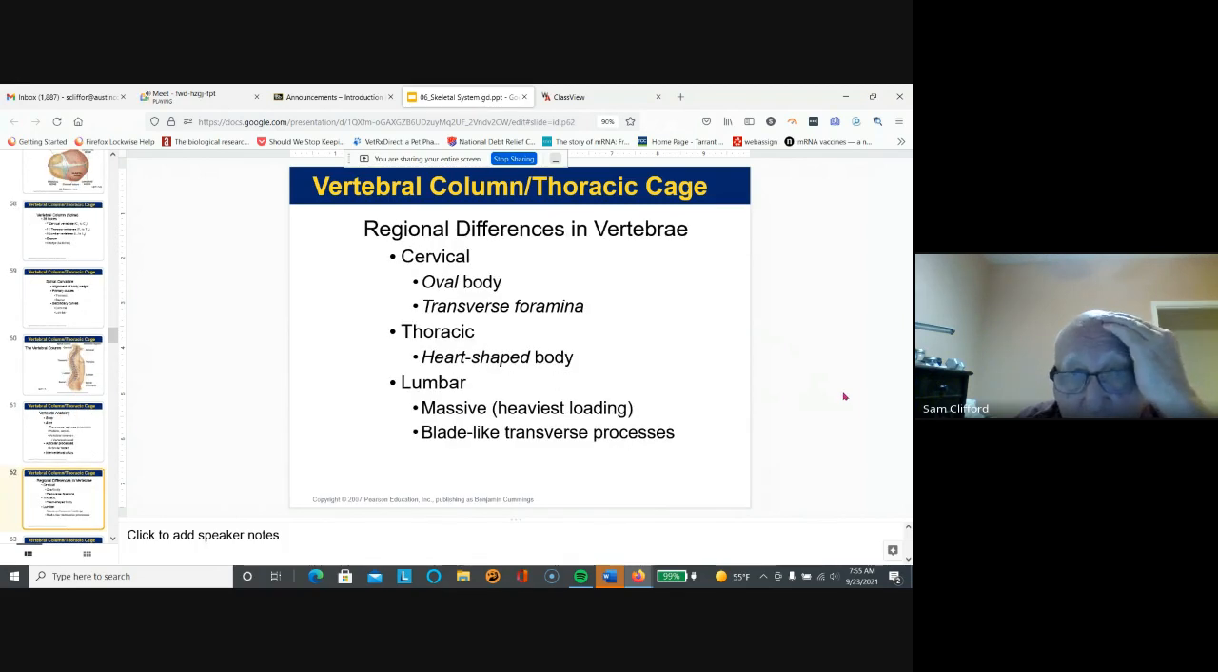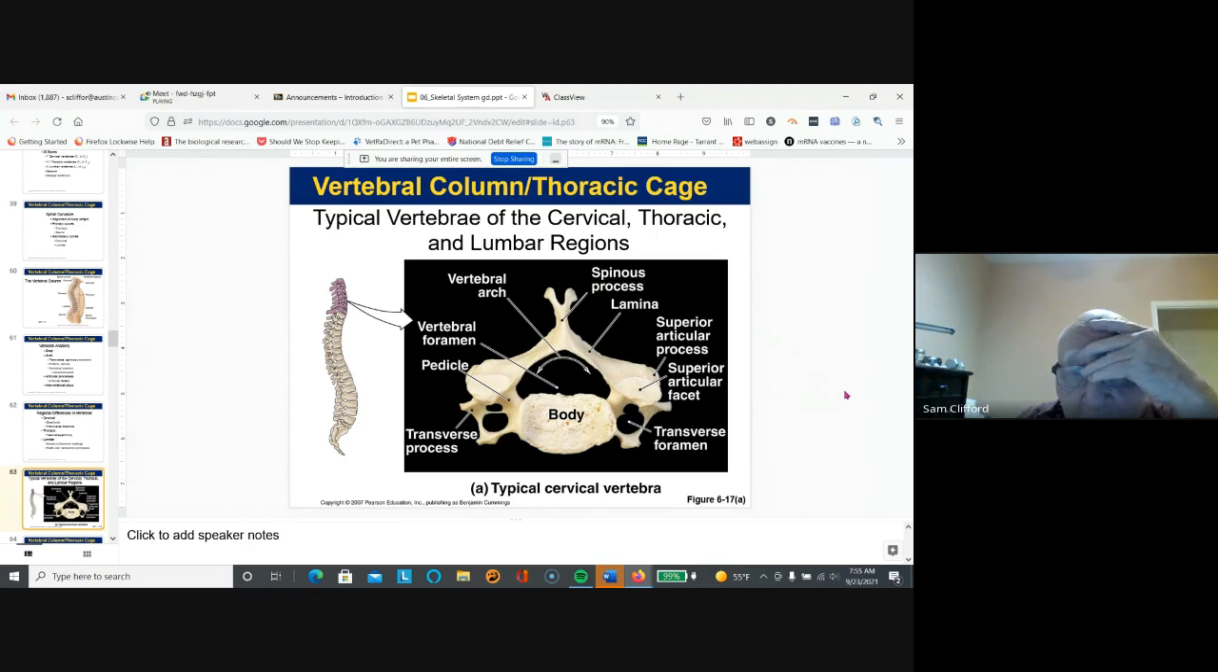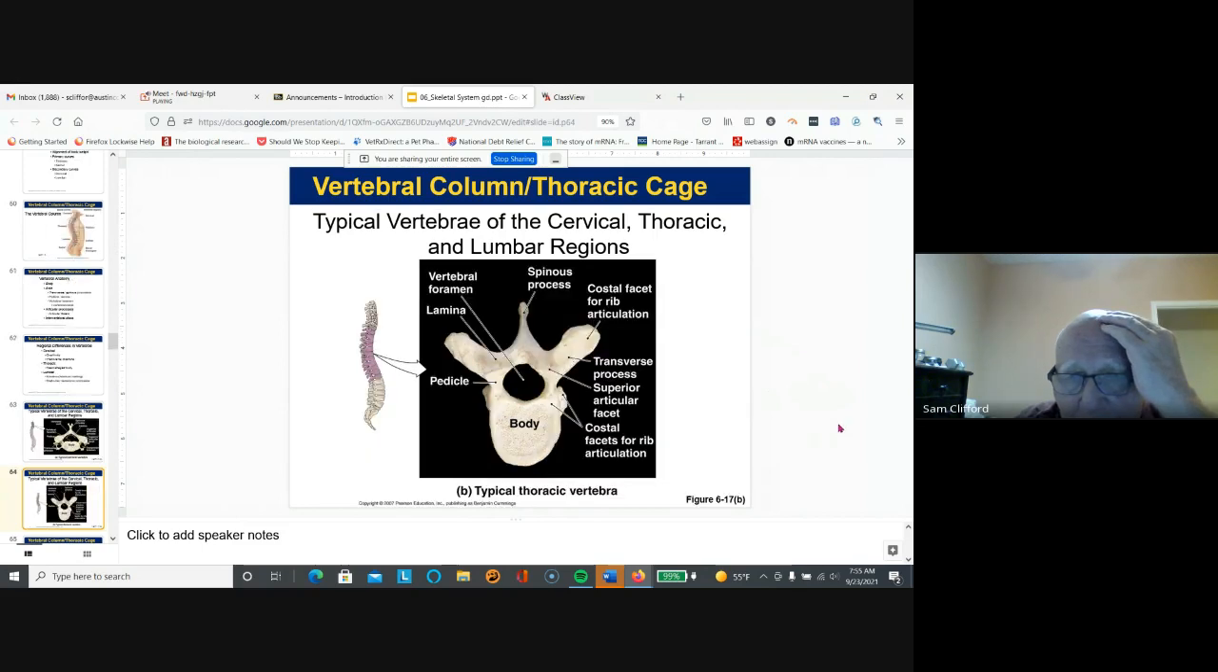So what are the parts of a vertebra? Here's a cervical vertebra. There'll be questions about the vertebral foramen, the body, transverse process, spinous process. So this is a cervical vertebra, and you should be able to recognize the atlas and the axis. We'll get to that in a moment.